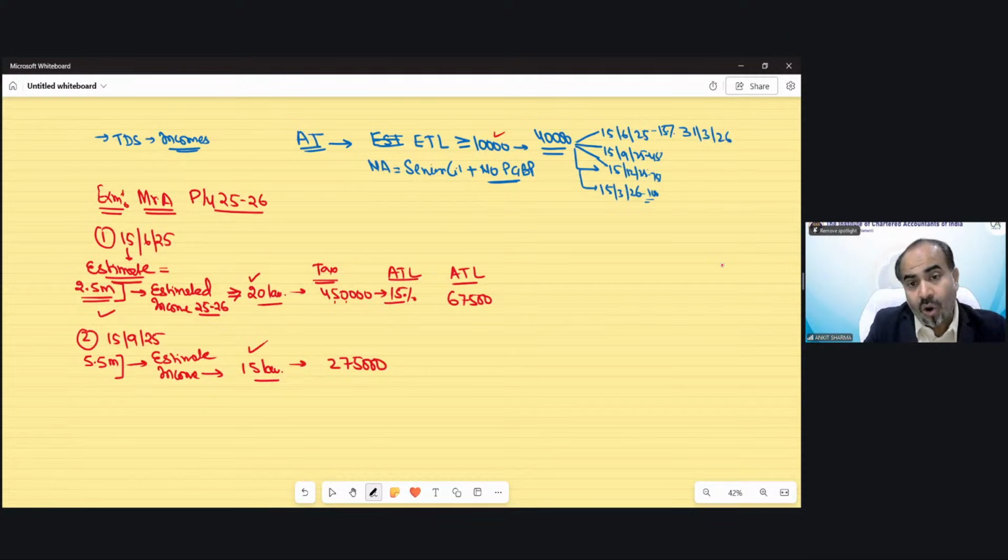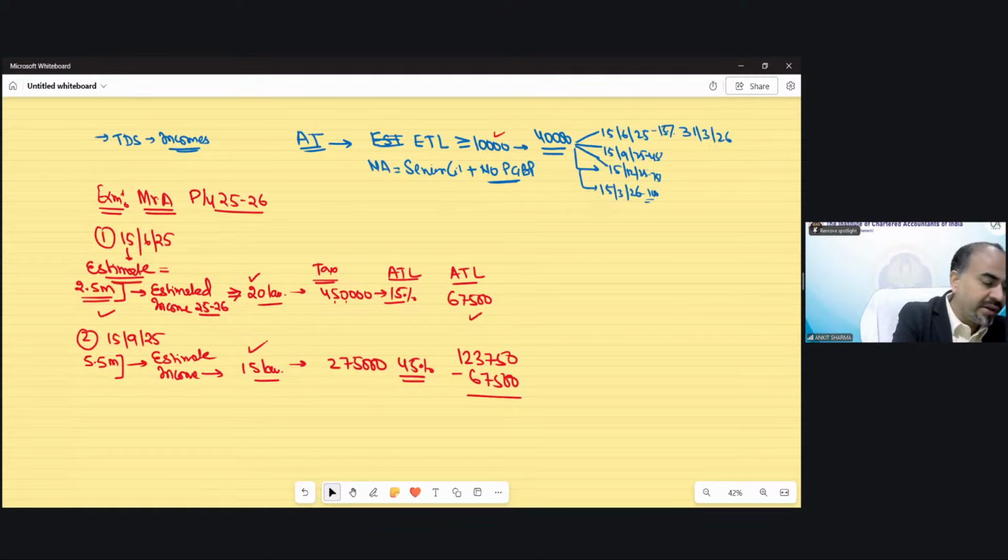And on this value, the advance tax required to be deposited is 3 times of this value, that is 45%. So now my advance tax liability on this date would be 123,750. But out of this, I have already deposited 67,500. If I have paid this value in the earlier installment, then I only need to deposit 56,250.